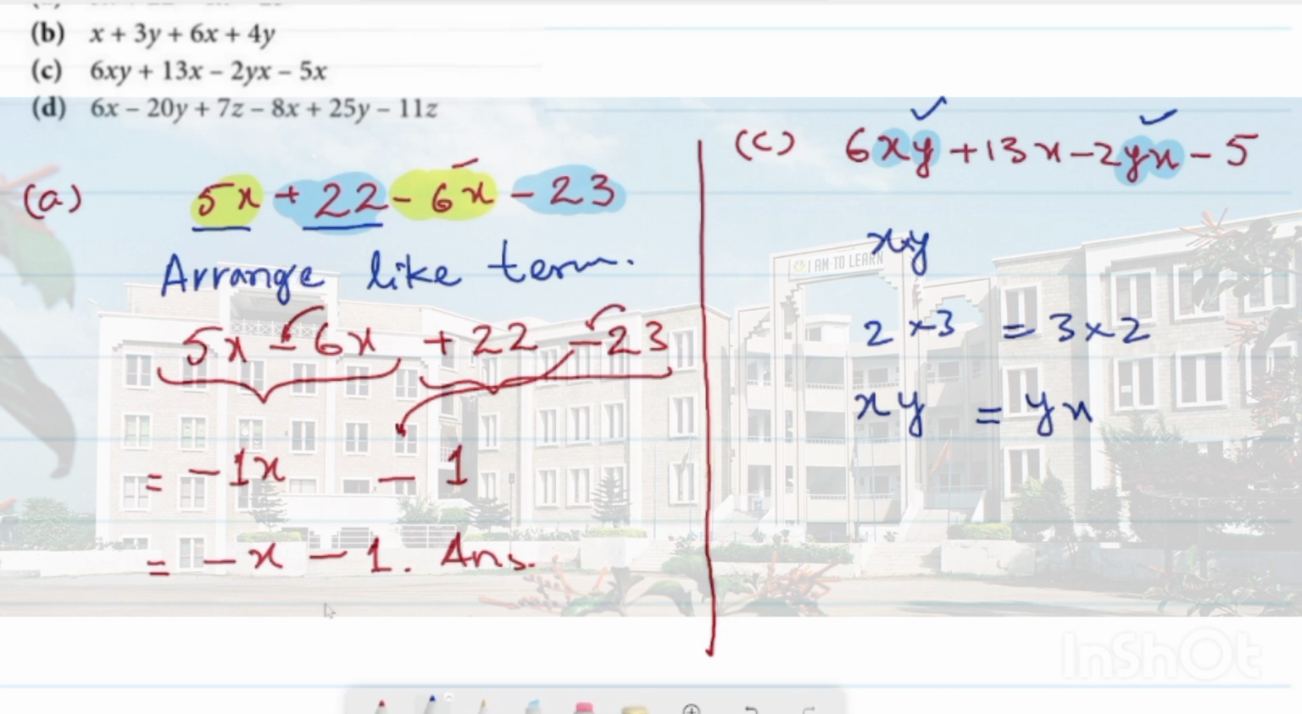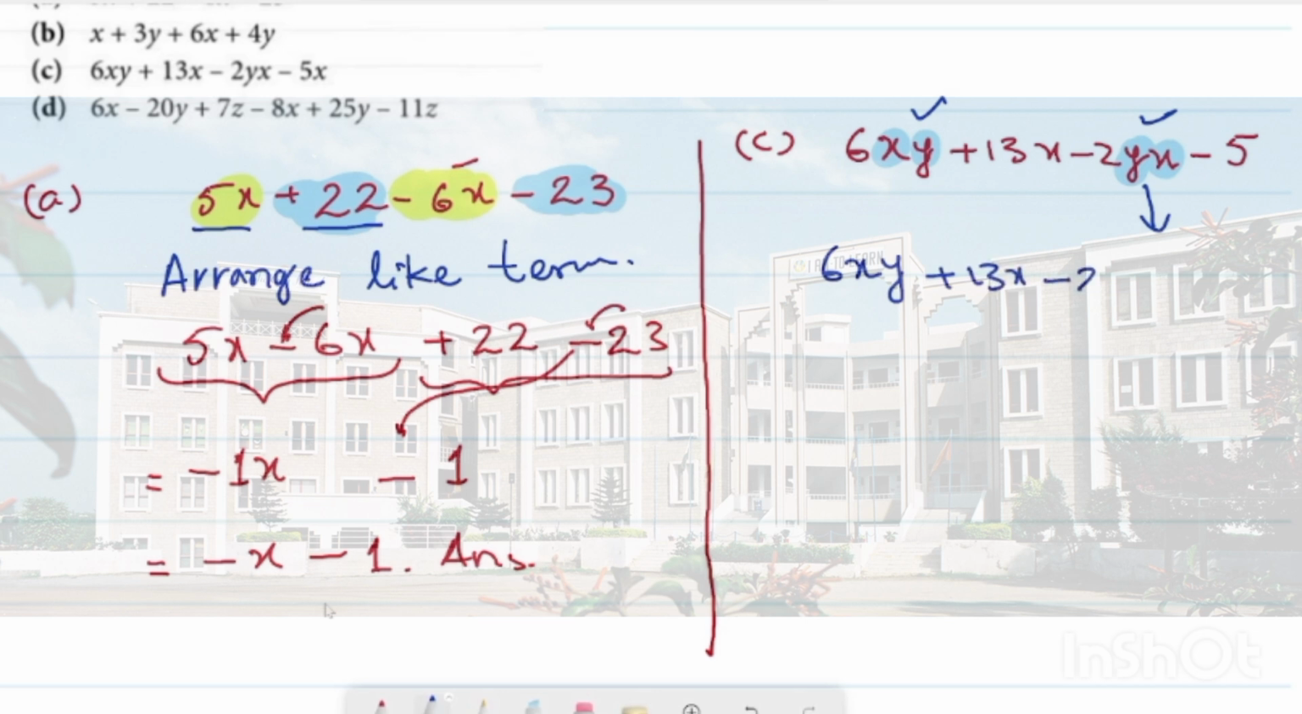So what will we be doing? We'll be rearranging the second term, yx, into the form xy. So now we are rewriting with the rearrangement of the variable, 6xy plus 13x minus 2, and now we are writing it as xy minus 5. Now we have to arrange like terms. We know that the like terms are there in the form of xy and xy. So we'll be arranging these like terms now.